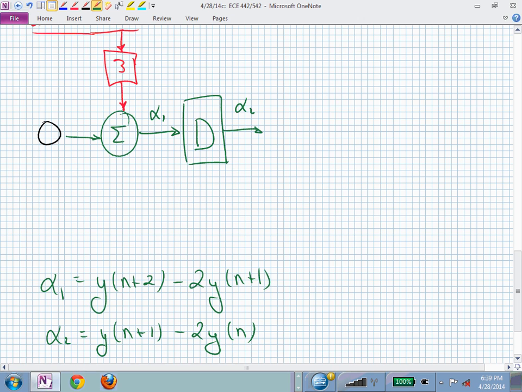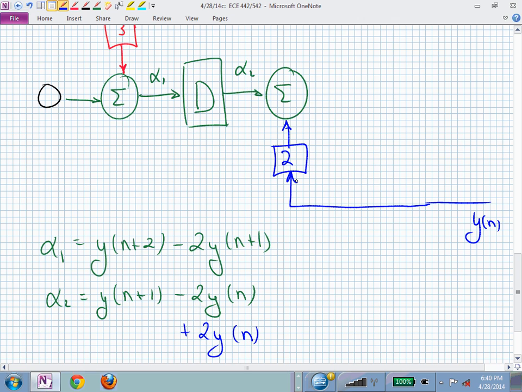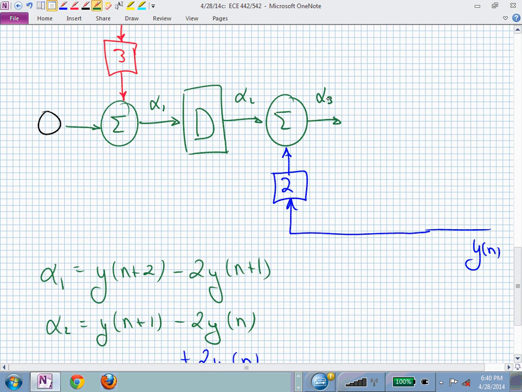I just delay alpha 1 by 1 time index, right? And if I added something to alpha 2, I have y available. Let me scale y, and y is going to be coming in from here, so let me bring that there. I have y available. Now I'm adding 2y to alpha 2 to produce, let's say, alpha 3.